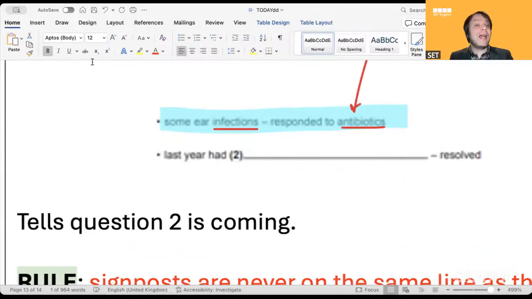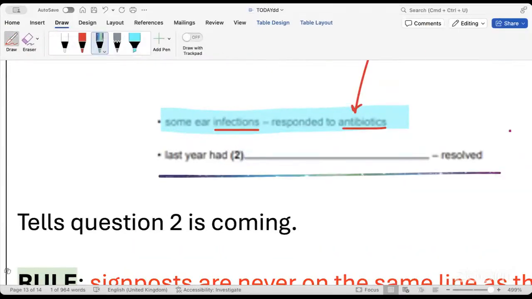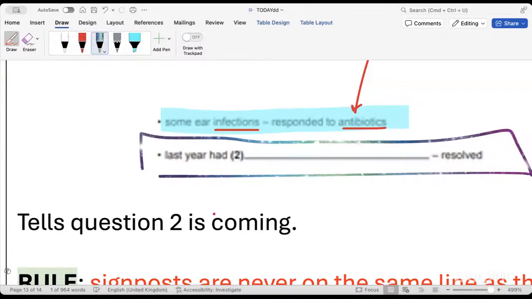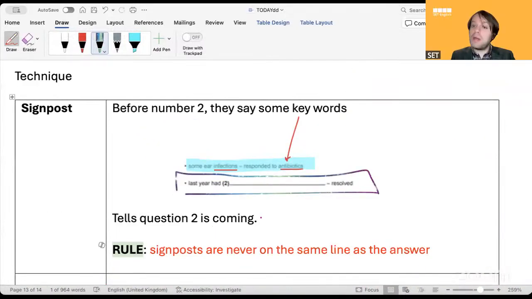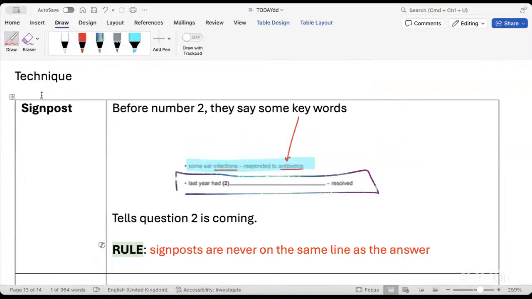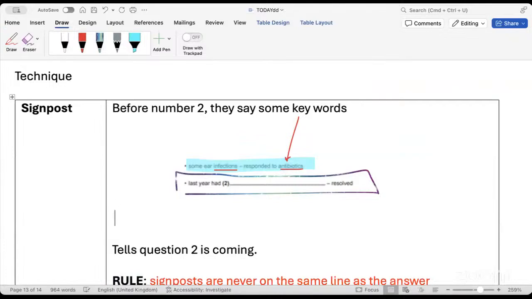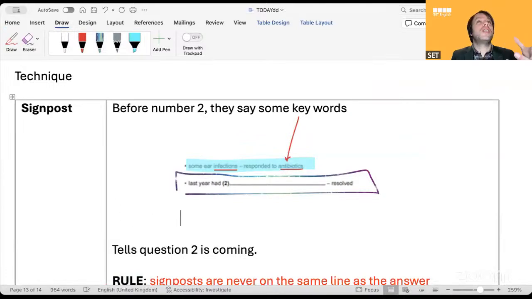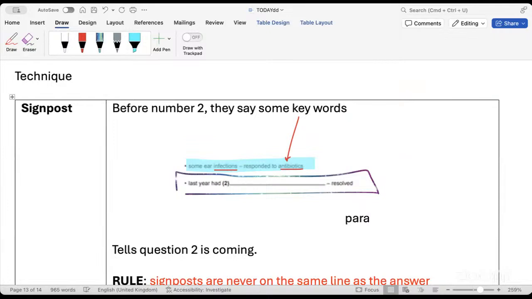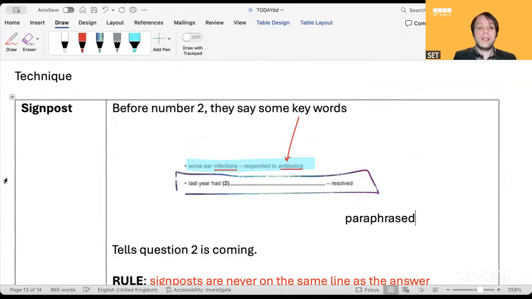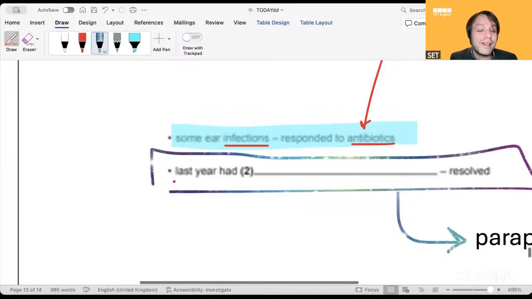Anything on the same line... They might say it later on after the answer. Yasemin, they might say it later on. Yeah, they can say the answer, and after that they can say the signpost. So we might miss that. So when you change the words in the sentences, what do we call that, guys? Paraphrasing. Okay, so we can never be sure that these words will be the same.